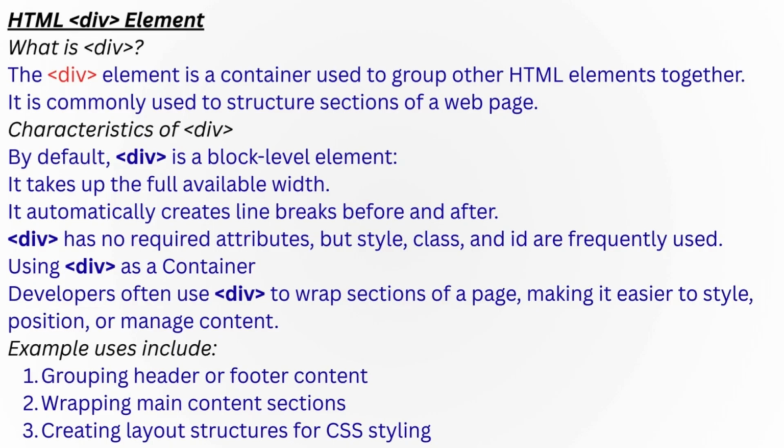Characteristics of the div. By default, div is a block-level element. It takes up the full available width. It automatically creates line breaks before and after. The div has no required attribute, but style, class, and ID are frequently used. Developers often use div to wrap sections of a page, making it easier to style, position, or manage content.